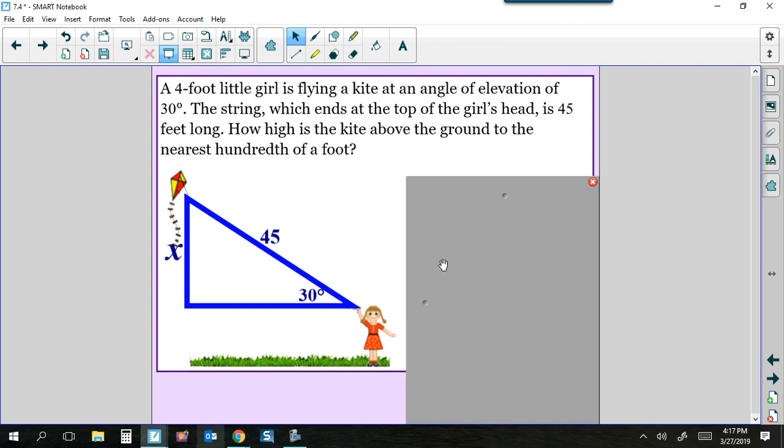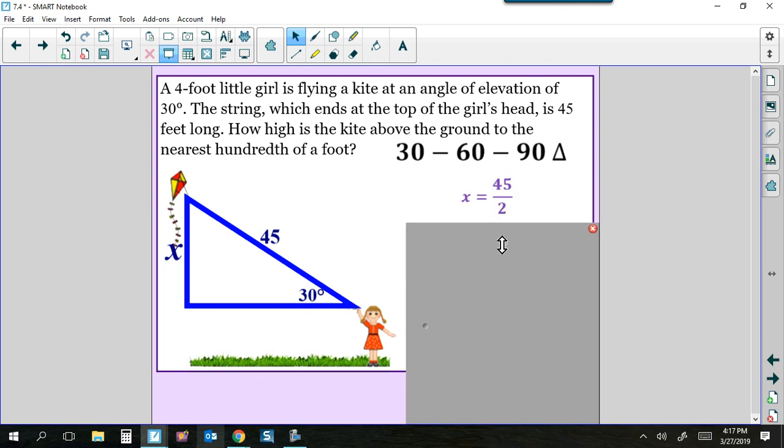So you could use trigonometry. This would be a sine problem, but I am a fan of special right triangles. This must be a 30-60-90 triangle. So that's what I did. And it's even easier because you're given the hypotenuse. You're looking for the short leg. So all you have to do is cut 45 in half, and you get your answer of 22 and a half.